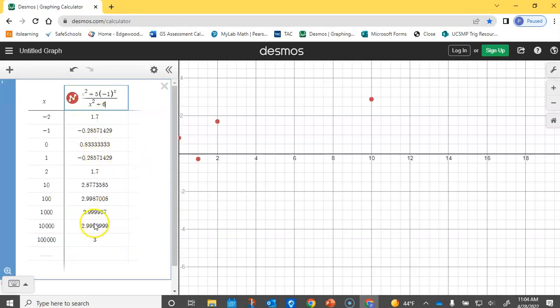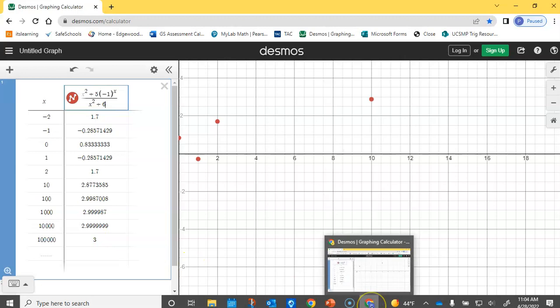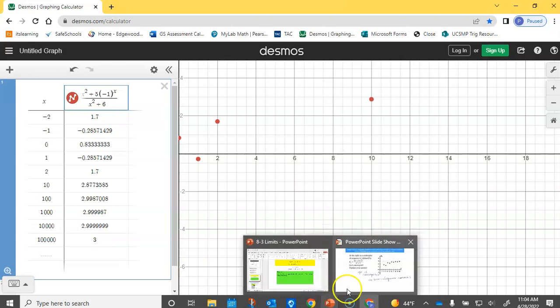And you can see the numbers there bouncing around, and you can also see that we have 2.877, 2.9987, 2.99987, 2.99999, and then finally it says 3 because it just can't differentiate any further than that. So that's a confirmation for us. Okay?